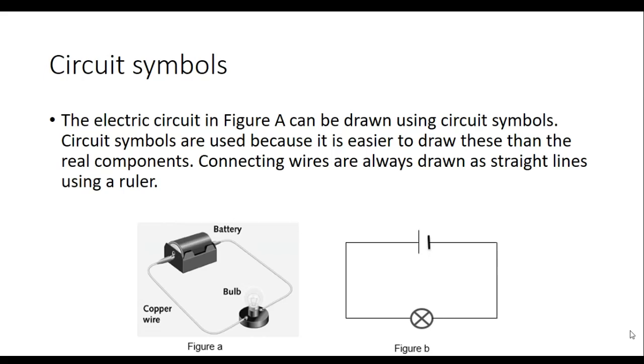We use symbols because it is easier to draw these than putting detail into what the components look like in reality. In science, we always try to make things easy for ourselves and make things simpler. And we must remember that connecting wires are always drawn as straight lines using a ruler. And as usual, drawing should be done in pencil.